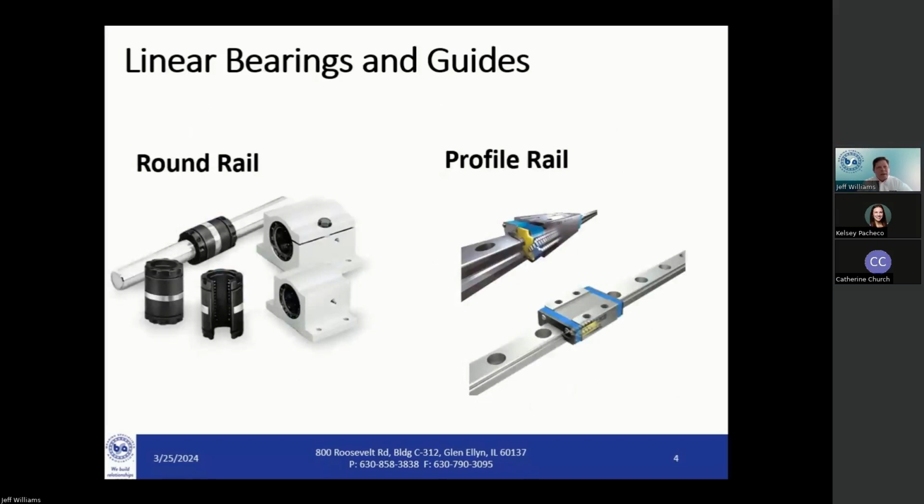So essentially here you have the round rail and profile rail. On the left, you have the precision ground rail with the linear bearings and the housings. And on the right, you have extruded rail with hardened raceways that the carriage would actually ride on, hardened and ground raceways.